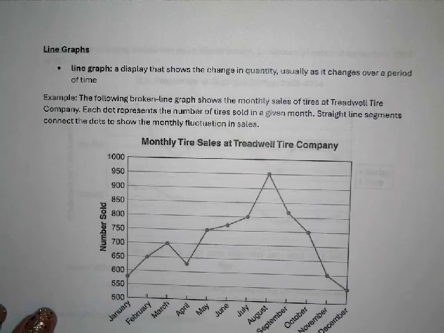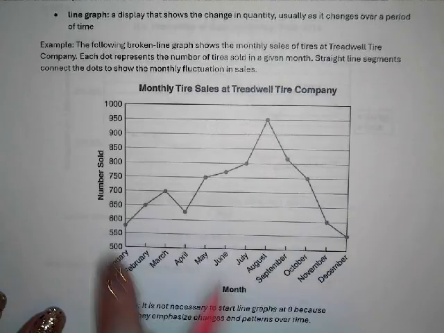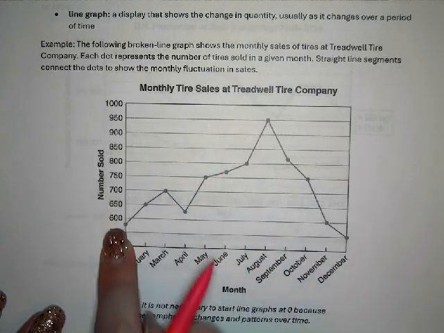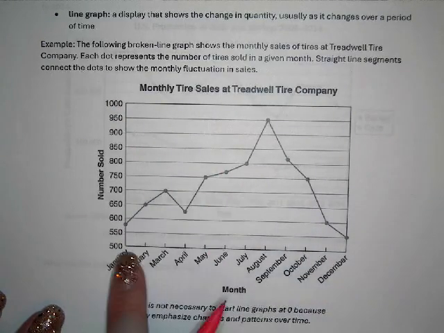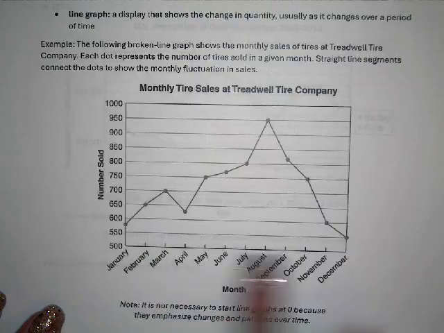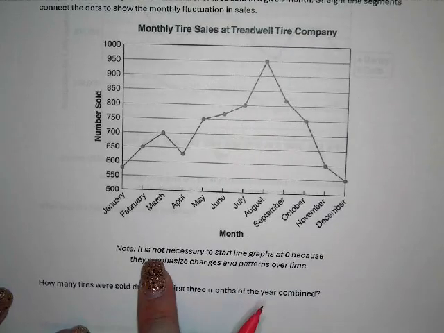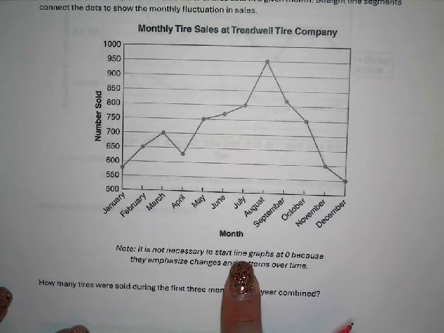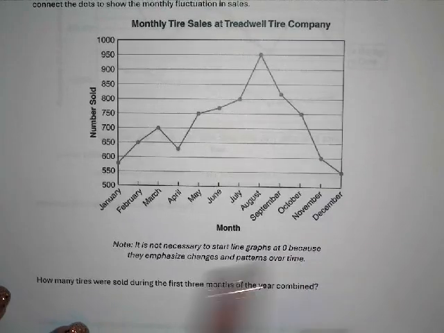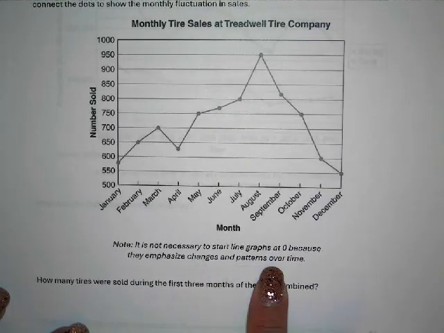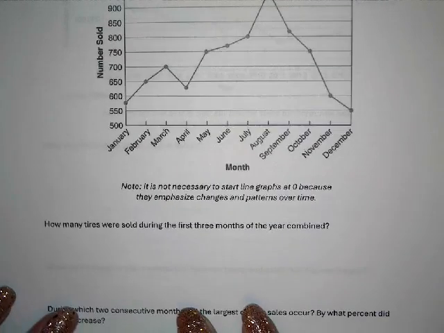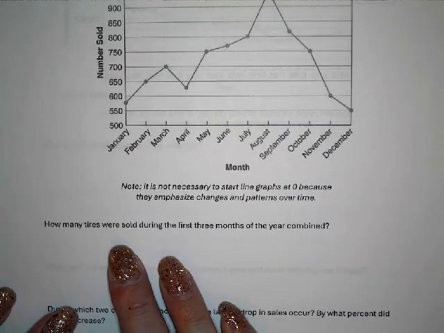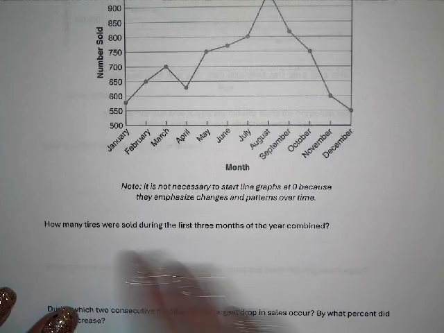So across the vertical axis, we have the number of tires sold. The horizontal axis has the month. It is not necessary to start line graphs at 0 because they emphasize changes and patterns over time. So that's something important to note. All right, it says how many tires were sold during the first 3 months of the year combined. So January, February, March, how many tires?